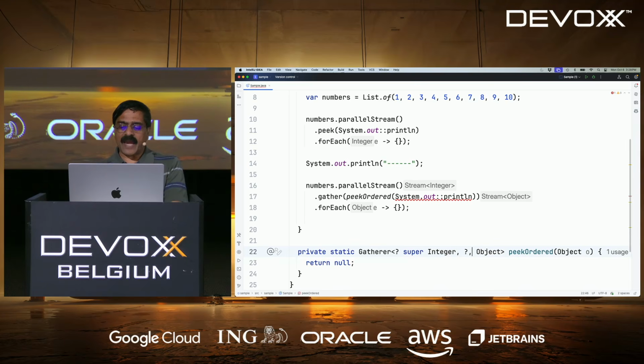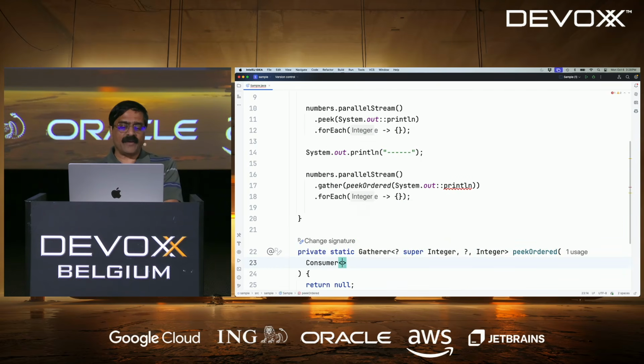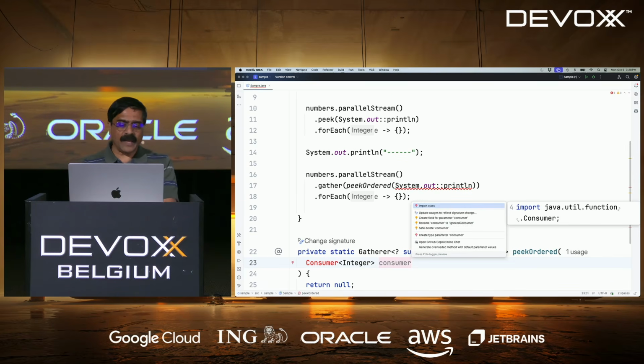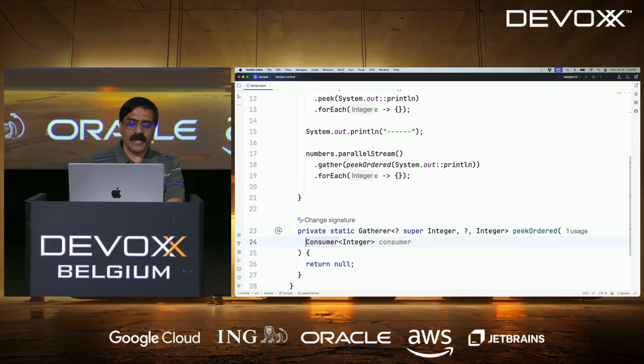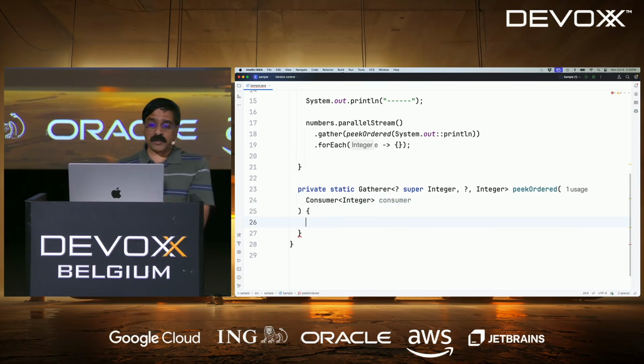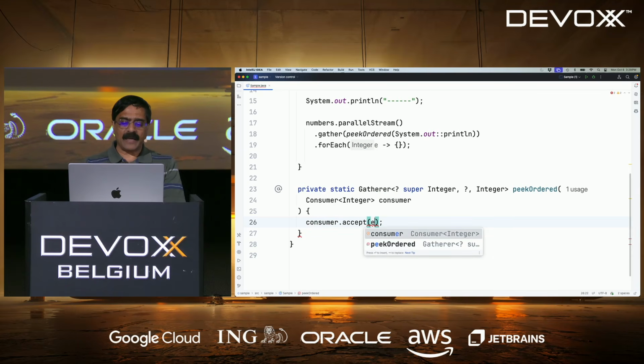And then you can say, I don't have a state really, and I'm going to return an integer as a response. What am I going to take as an argument? Consumer of integer, again, it could be generic, and we'll say here is a block of code. I'll simply call it consumer, right? So we're going to bring in the consumer into this. Okay, so what should I do here? Well, my job here is just to report it. So consumer.accept the element. Well, pardon me, we need to create the gatherer.